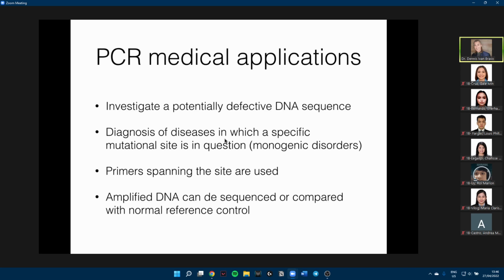Now, for diagnosis of disease, we're limited to diagnosing monogenic disorders. So we cannot use PCR to diagnose polygenic disorders like hypertension or diabetes. So why are we limited to monogenic disorders? Because we'll be using primers that target the specific site we wish to amplify. So you have to know where the mutation is. And then that amplified DNA can be sequenced to determine what exactly is the mutation, or we can compare its size or mobility with a normal reference control.